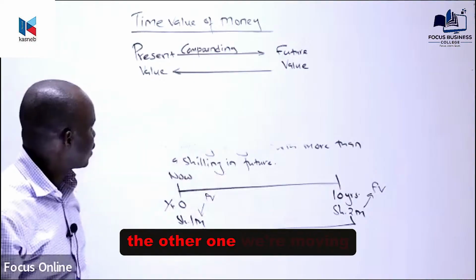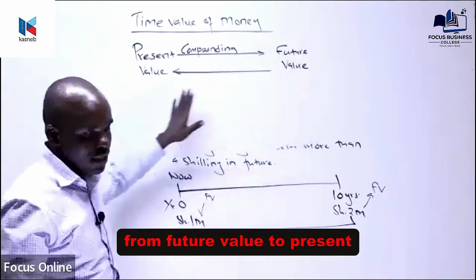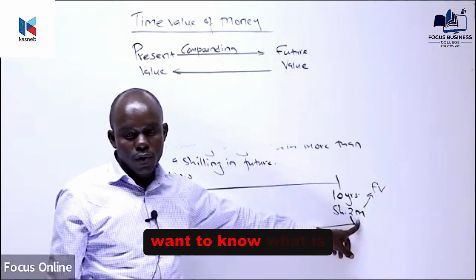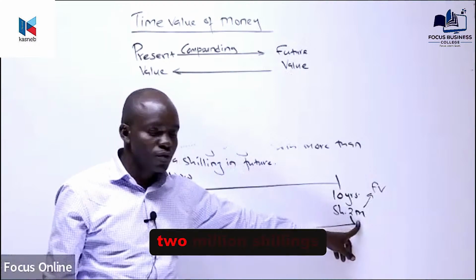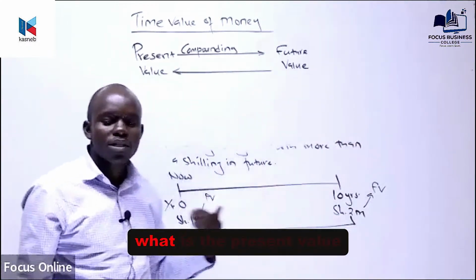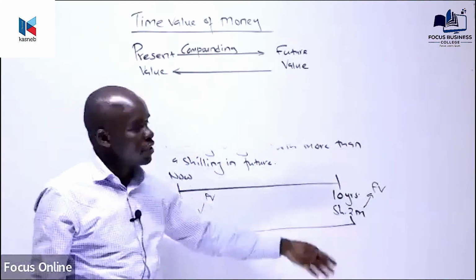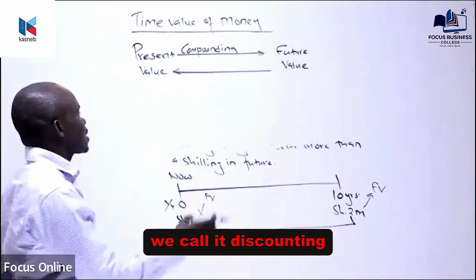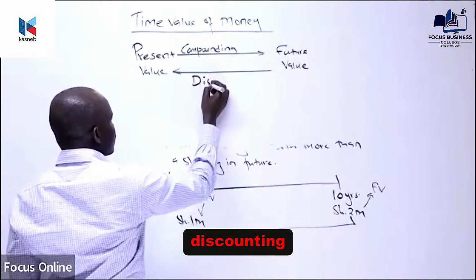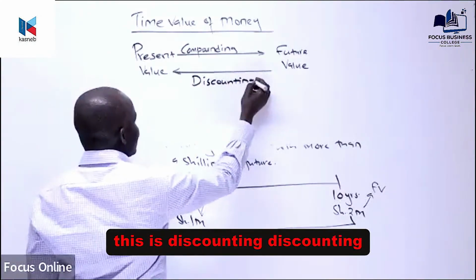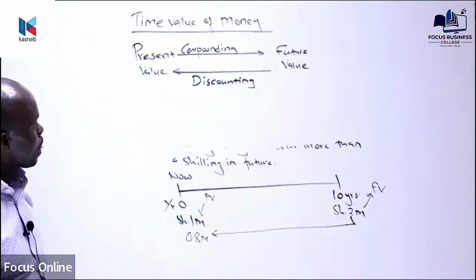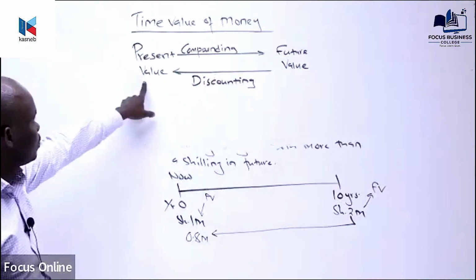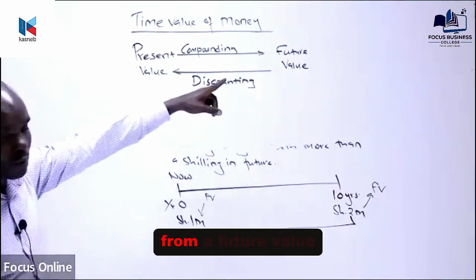The other one, we are moving from future value to present. Like in this case, you're being given 2 million shillings after 10 years. But you want to know what is the worth of 2 million shillings 10 years to come? What is the present value of this amount? So you go backwards. Working from future value to present value, we call it discounting. Discounting is determination of a present value from a future value.